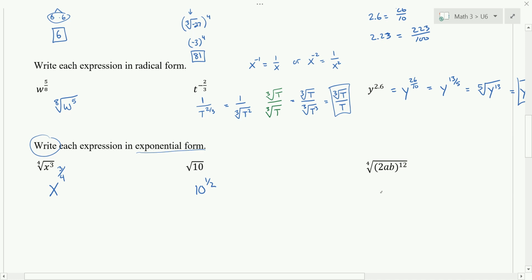And then here, 2ab should remain at first in the parentheses, and then you have 12 over 4 power. And then reduce that power, 12 over 4 to 3. So it's 2ab still in parentheses to the third power. And then everything in the parentheses gets raised to the third power. So 2 to the third power is 8, a to the third power, and b to the third power. So 8a cubed, b cubed is what we're after on that one.